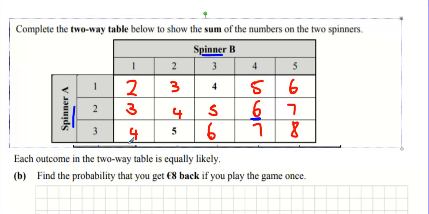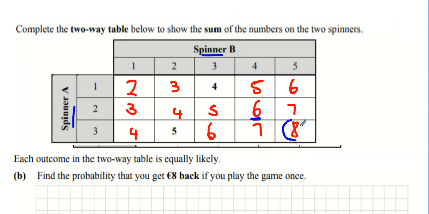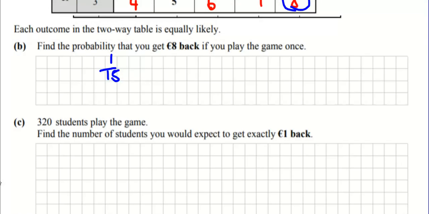So let's find out how many ways we can get €8 back. Well, seems to be only one 8 on the board, and that's only one probability of 15, so that's 1 out of 15. There we go.